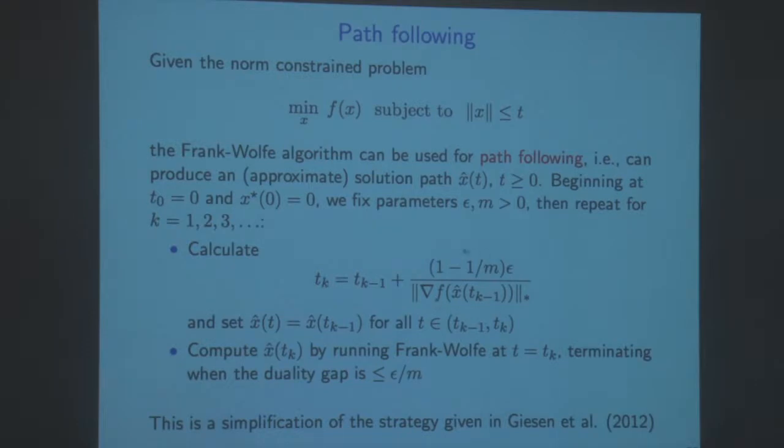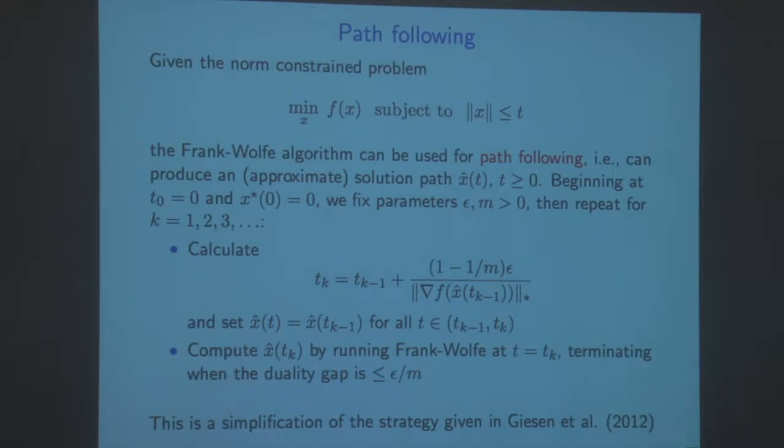This tells us how far we can go. And then we're going to set the solution to be exactly the same for every value of t between t_{k-1} and t_k. So we're going to actually produce a piecewise constant solution path. You can imagine, let's suppose that we're here. This is t_{k-1}. And we have this solution x hat t_{k-1}.